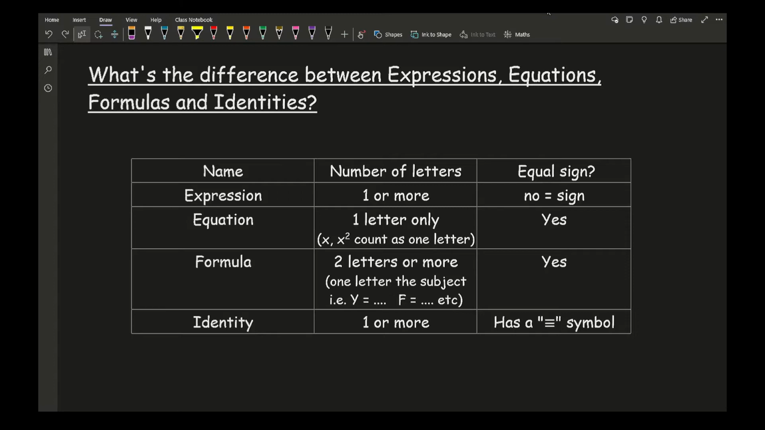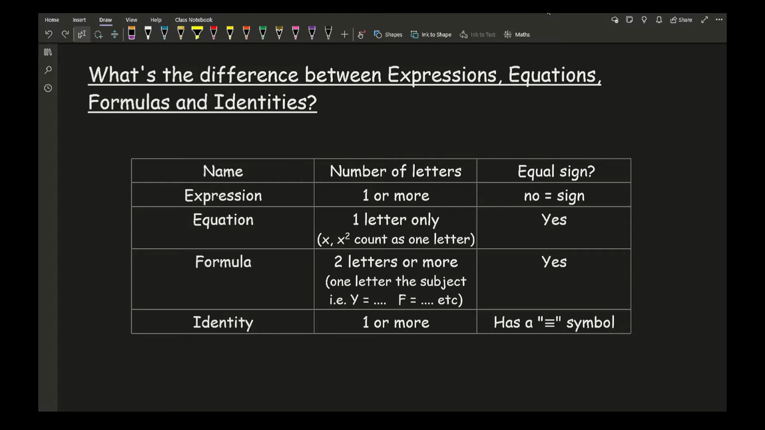Now when you are deciding the main differences between these four things, really what you want to focus on is the number of letters you can see and the equal sign. Now if you can focus on those two things, it makes knowing the difference between these four things so much easier.